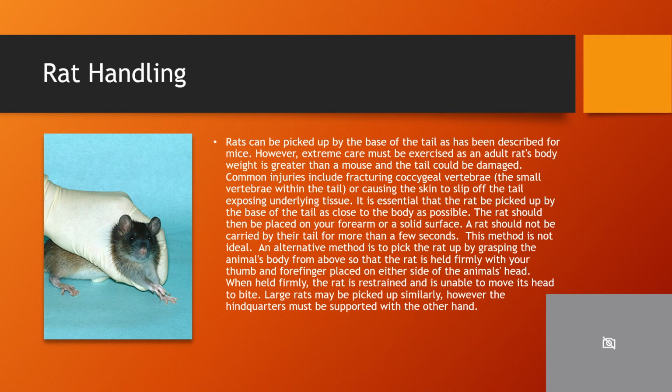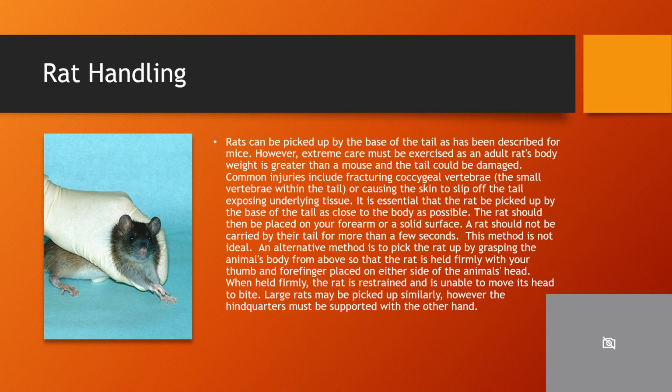Rat handling. Rats can be picked up by the base of the tail, as has been described for mice. However, extreme care must be exercised in relation to their body size. An adult rat's weight is greater than that of a mouse, and the tail could be damaged. Such injuries could involve fracturing the coccygeal vertebrae, the small vertebrae within the tail, or causing the skin to slip off the tail, exposing underlying tissue.